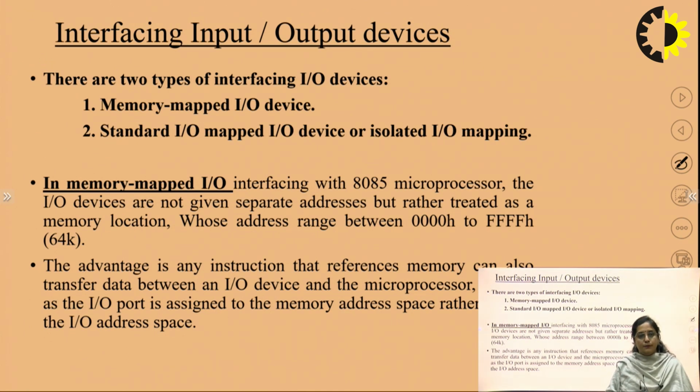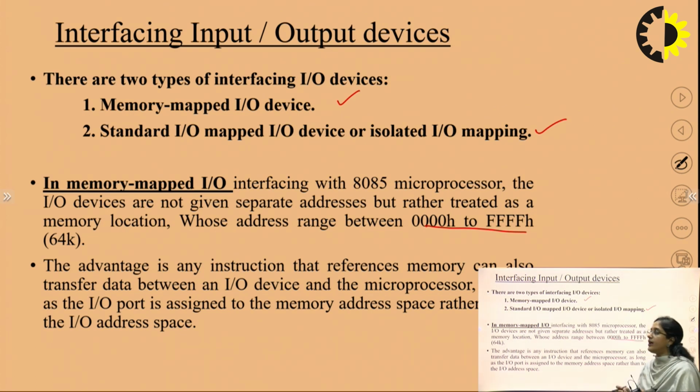We have to interface input output devices with the microprocessor also. So there are two ways to interface input output devices with the microprocessor. One is memory mapped IO configuration and another is standard IO mapped configuration, or isolated IO mapped configuration. In case of memory mapped IO configuration, memory and IO device are treated as the same unit, and IO devices are considered as one of the registers in memory. So out of these addresses, one address is assigned to the input device or output device.